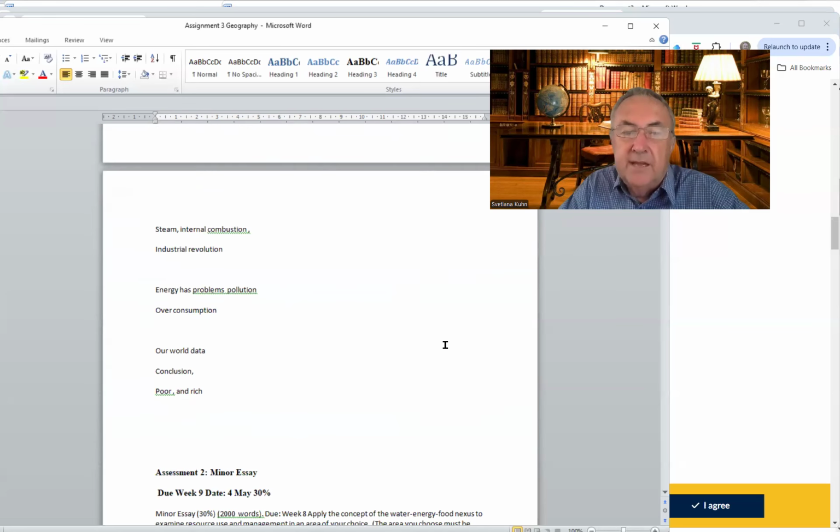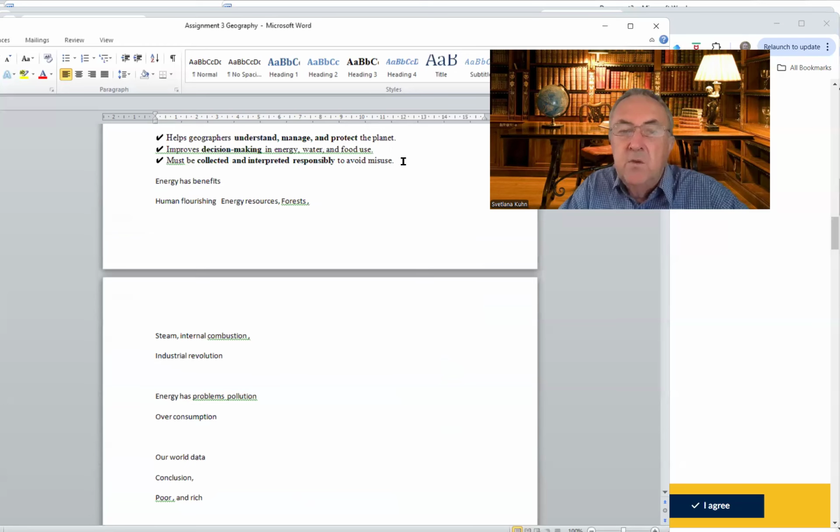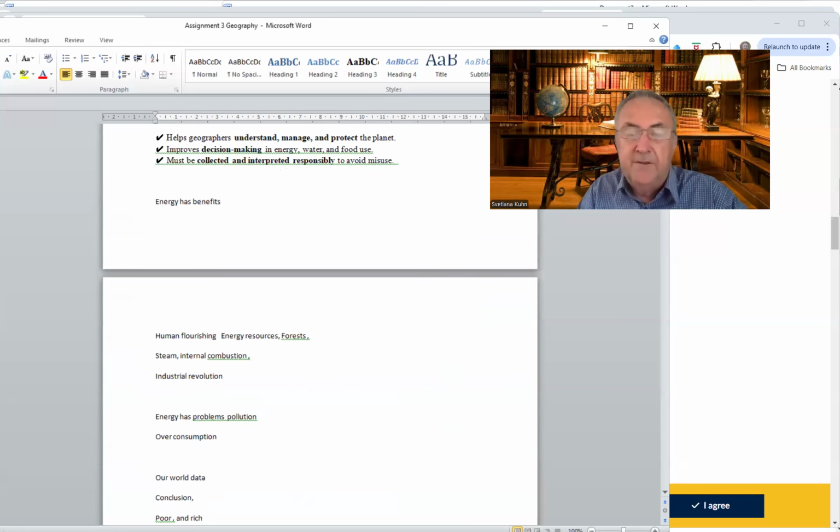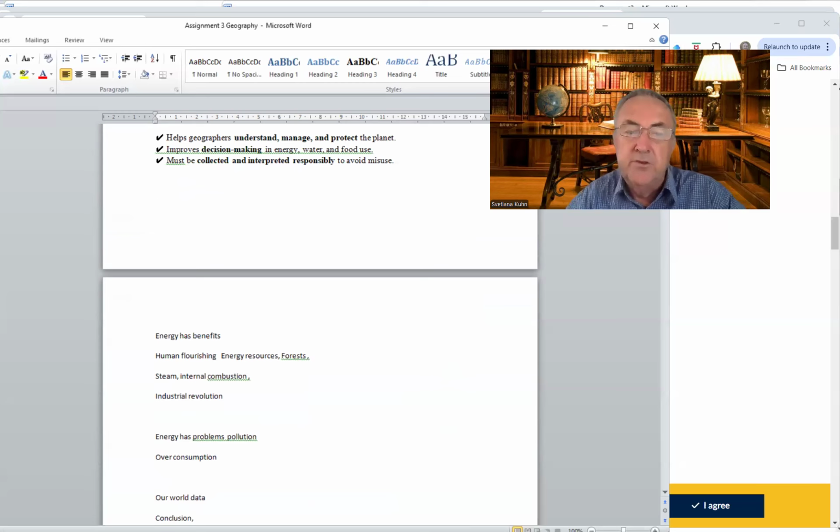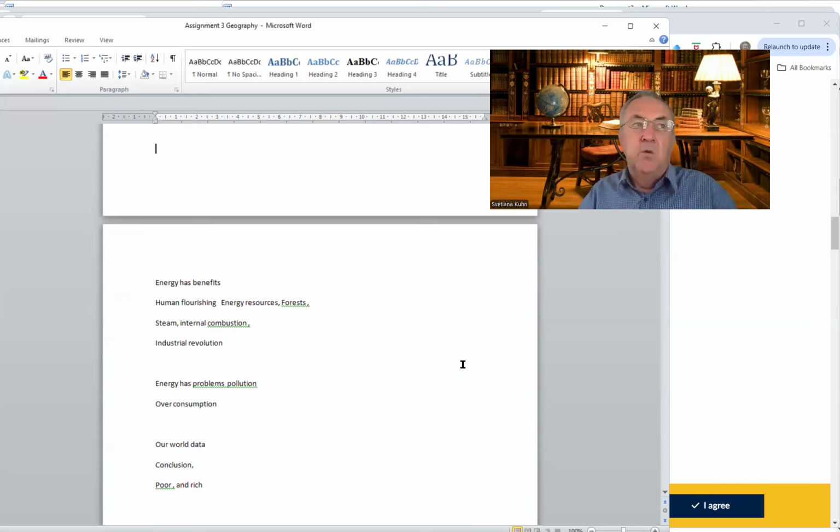So after looking at data, we then suggest that you focus on some of the benefits of being able to use energy in order to transport goods, in order to move beyond coal and steam-powered energy in the Industrial Revolution to more advanced use of energy to do an amazing range of things today, which help with human flourishing and help us to do well and have lots and lots of resources so that we can live well.